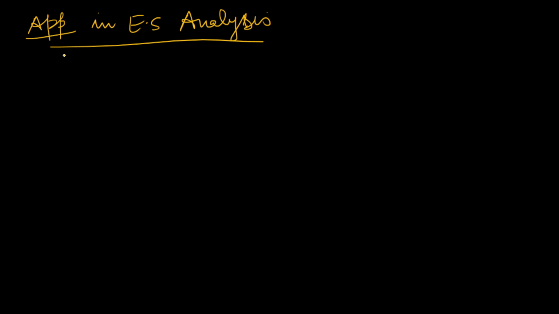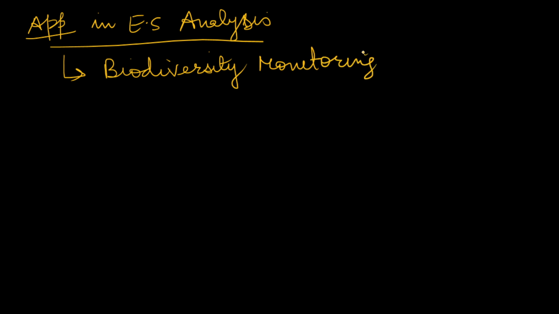The major ones are, first, biodiversity monitoring. In biodiversity monitoring, we can track different species and the habitat quality of certain kinds of biodiversity. Secondly, we can check for land use changes.